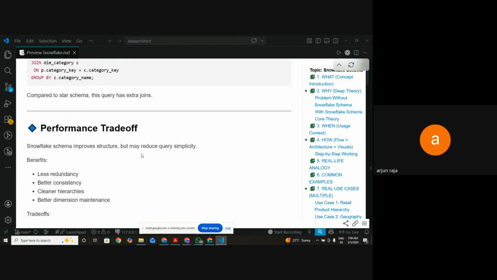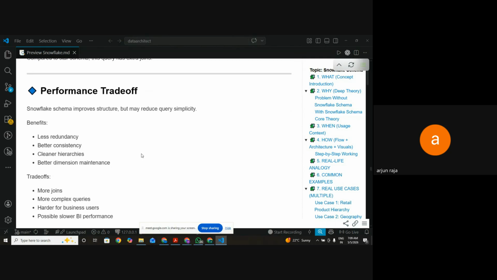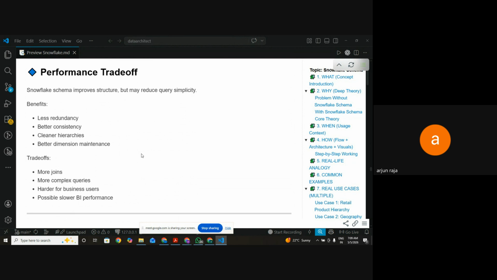But there is a performance trade-off. Snowflake schema improves structure but may reduce query simplicity. Yeah, we have to refer to a lot of tables. Benefits: less redundancy, better consistency, cleaner hierarchy, better dimension maintenance. Drawbacks: more joins, more complex queries, harder for business users, possible slower BI performance.